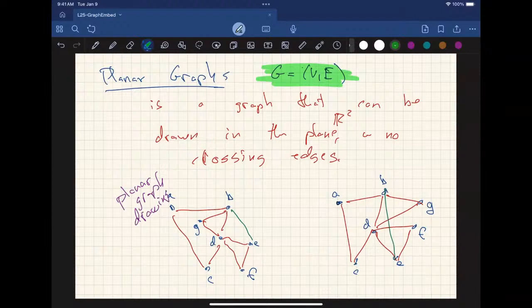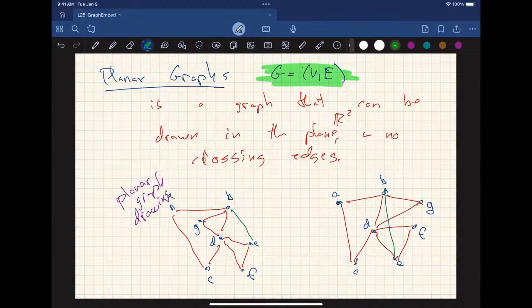Okay, and so when I can, I would like a planar embedding, right? If edges are crossing, it's harder to read what's going on. So you would prefer a planar embedding in the drawing. Okay.